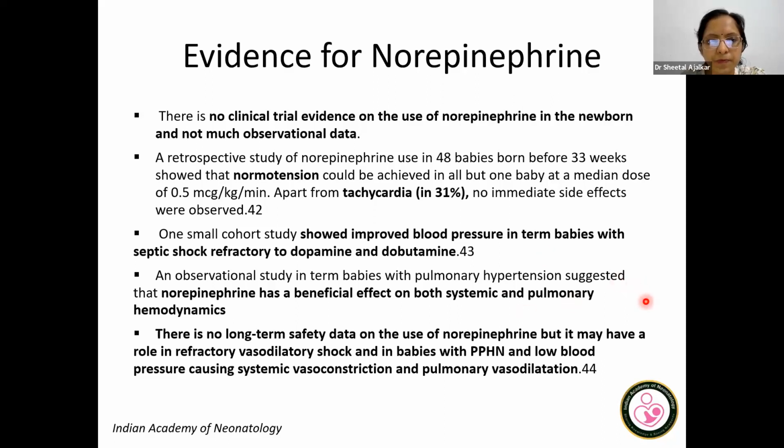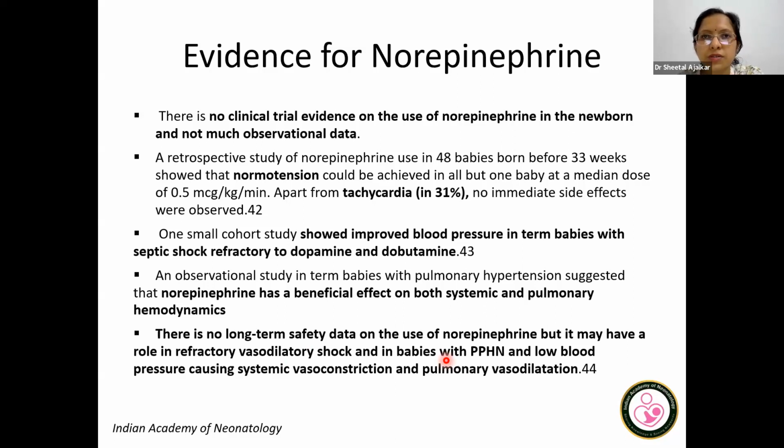So the studies are few, but it shows improved BP, especially in babies who had not responded to dopa and dobutamine, and it decreases the pulmonary vascular pressures, but there are no long-term safety data, and so it cannot be recommended. We cannot give a straightforward recommendation for its use, but it may have a role in refractory vasodilatory shock and in babies with PPHN with low blood pressure. So in PPHN with low blood pressure, definitely norepinephrine can be a useful vasoactive drug, and in refractory vasodilatory shock.